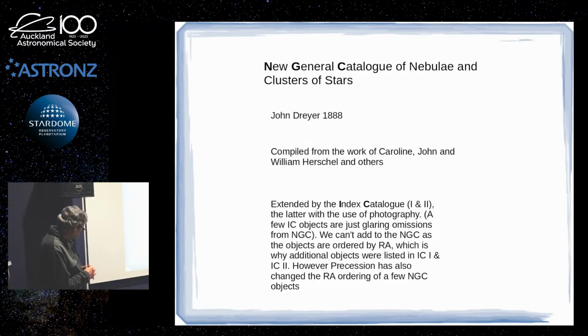So what they ended up doing is they started discovering a lot more things with photography. So they basically created two new catalogues, Index Catalogue 1 and Index Catalogue 2. So if you see on a star chart it says IC followed by a number, that means that it's in the Index Catalogue, which is basically an extension to the NGC catalogue. This is pretty important because it covers virtually all the galaxies and nebulae that an amateur would ever be looking at, probably, because it goes down to quite faint stuff.